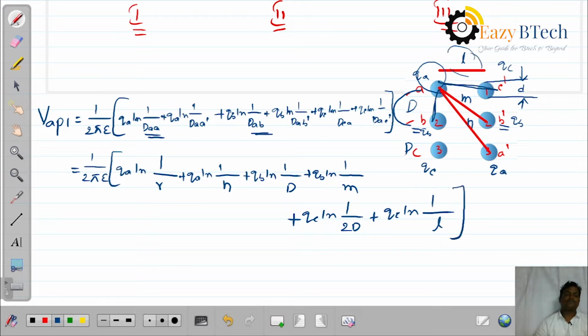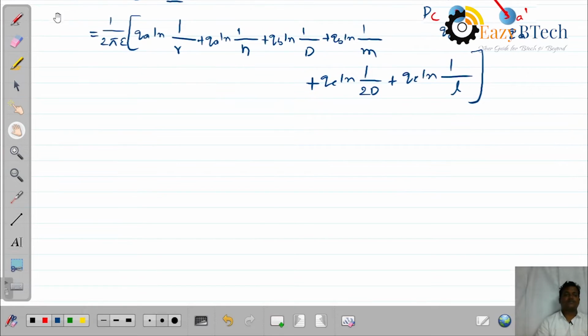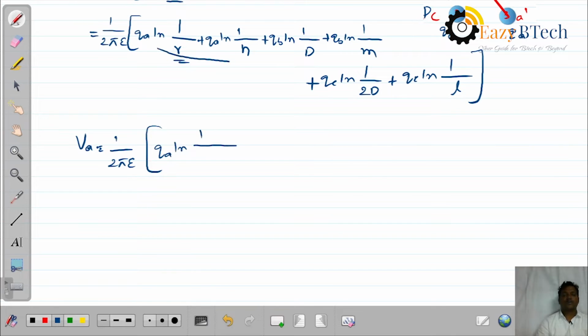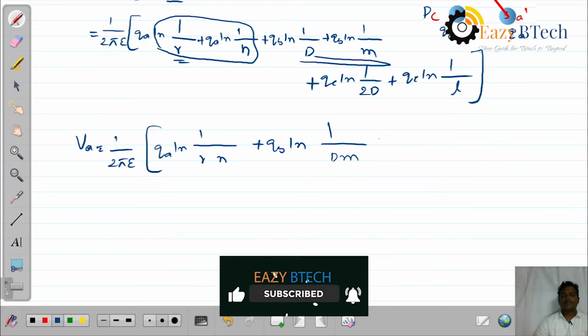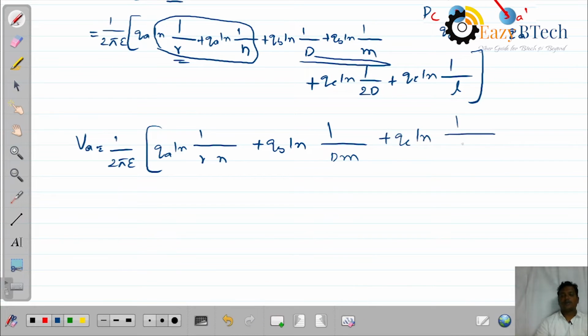Now, from this equation, you can write VA equals 1 by 2 pi epsilon, QA ln 1 by R into N, plus QB ln 1 by D into M, plus QC ln 1 by 2D into L, using ln of A plus ln of B equals ln of A into B. This is the voltage of A at position 1.